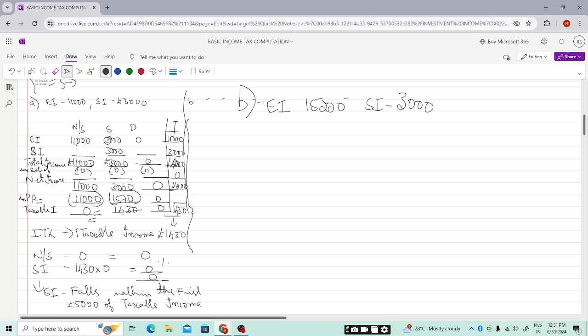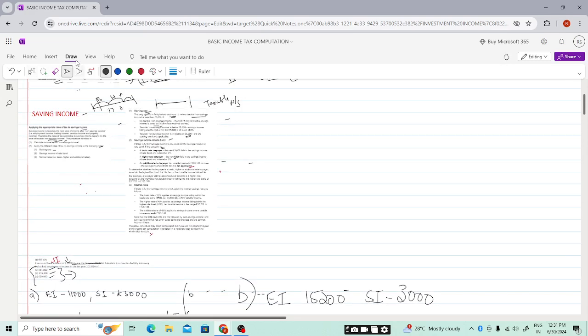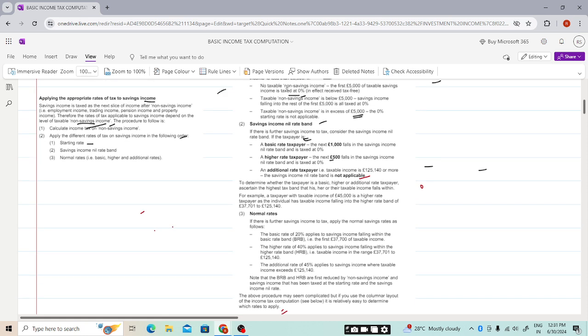So what is our total taxable income? 1430. So we don't have any non-saving income. When we do not have a non-saving income, what was the rule? See here, students, what rules we studied here for no taxable non-saving income. So first 5000 of taxable saving income 0. Taxable non-saving is below 5000. So whatever is the rest amount will be taxed at 0. If taxable non-saving income is in excess of 5000, then the special rule will not be available.